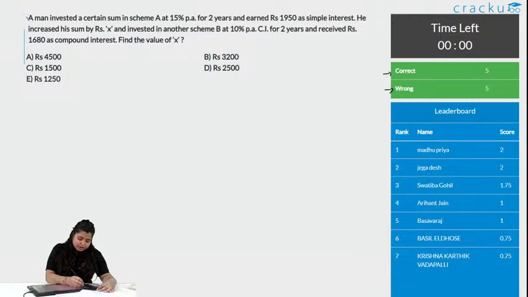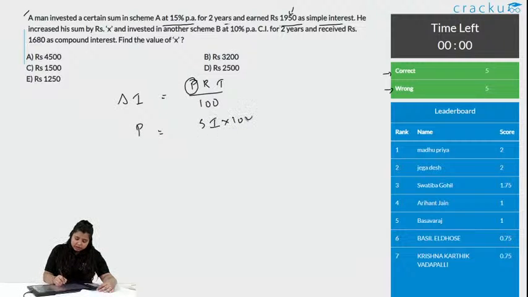Okay, what is the question saying? The question is saying a man invested a certain sum in scheme A at 15% per annum for 2 years and earned rupees 1950 simple interest. So, you know, simple interest is equal to PRT by 100. We know the value of simple interest 1950, we know the rate, we know the time. So what we need to find is P. So, simply P is equal to SI into 100 divided by R into T.